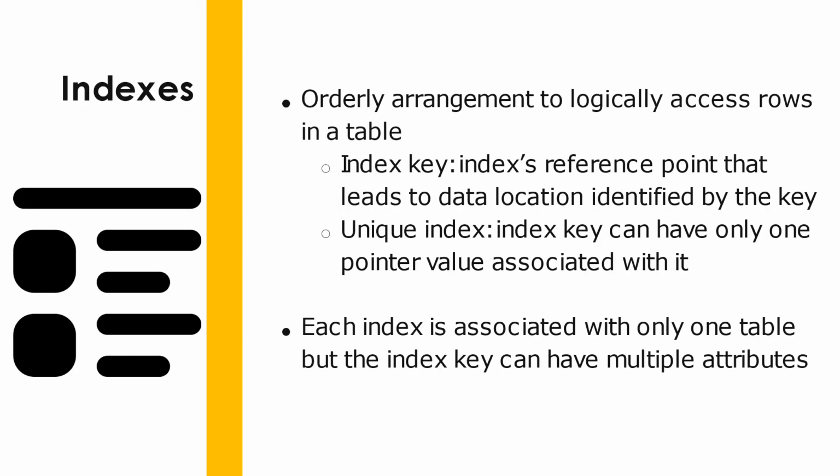Next is indexes. Indexes are the orderly arrangement to logically access rows in a table. And we have what we call an index key, which is the index's reference point that leads to the data location identified by the key. And the unique index is an index key that can only have one pointer value associated with it. Now, each index is associated with only one table, but the index key can have multiple attributes.